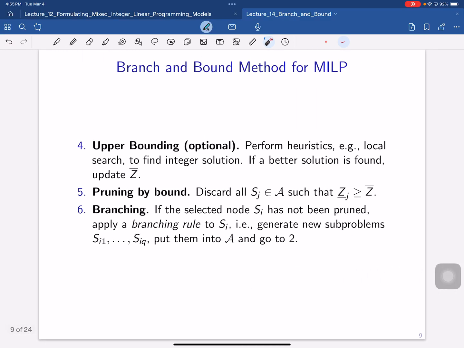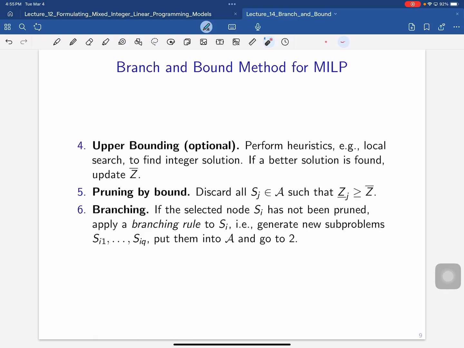With a lower bounding step, there is also an upper bounding step, right? And it's optional. You don't have to do that because at some point, the solution will be feasible if you keep branching. But typically in MILP solvers, there is also an upper bounding step. You will perform some heuristics.